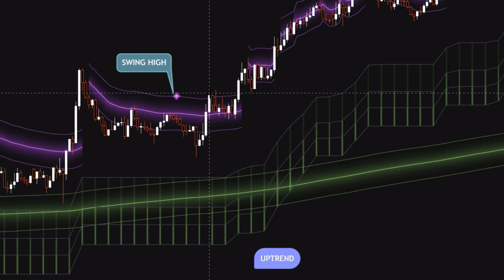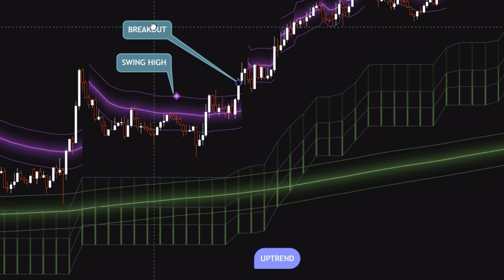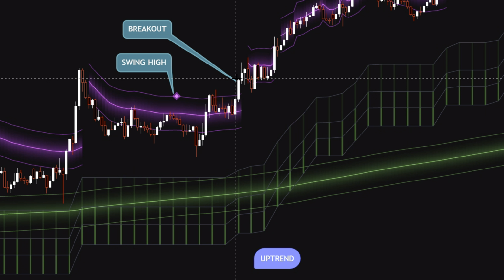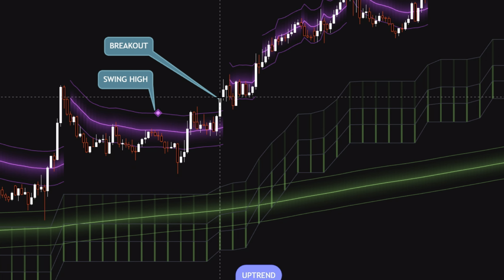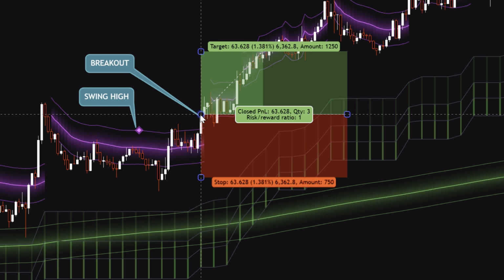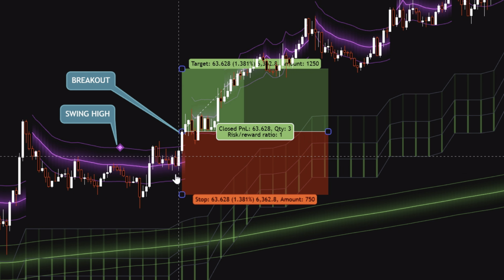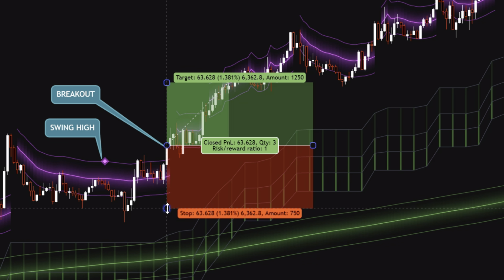No anticipation, no prediction of reversal timing. Only structure. When price breaks above the swing high, that becomes the buy trigger. Entry follows the break. Stop loss goes under the most recent swing low or band level. Take profit remains fixed at 1.5 R. And once again, the goal is not to predict direction. It's to react only when structure confirms continuation.